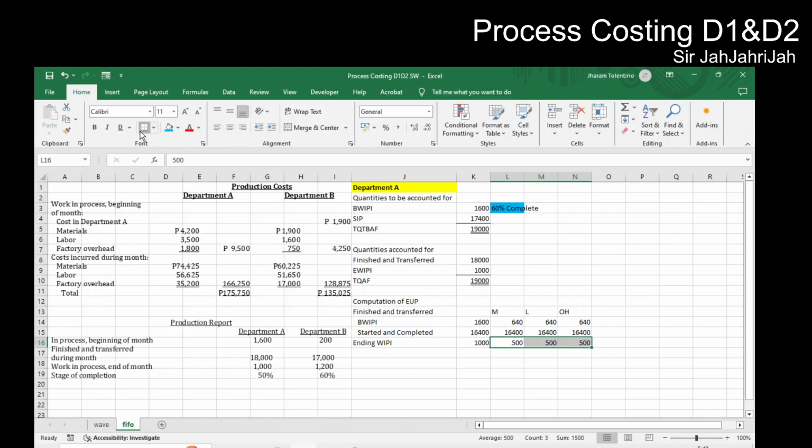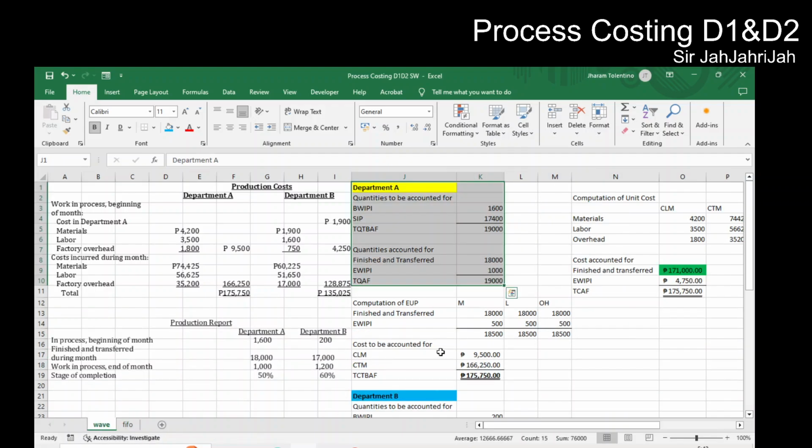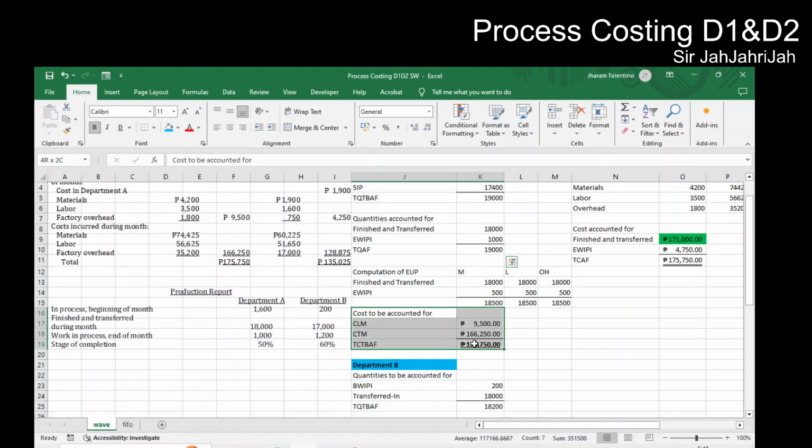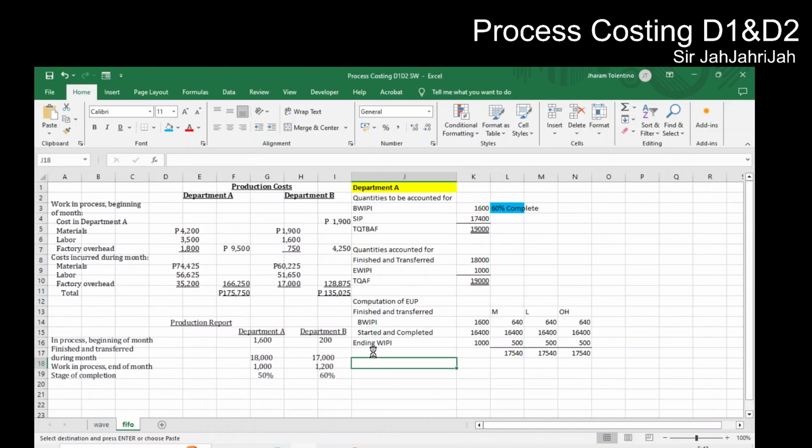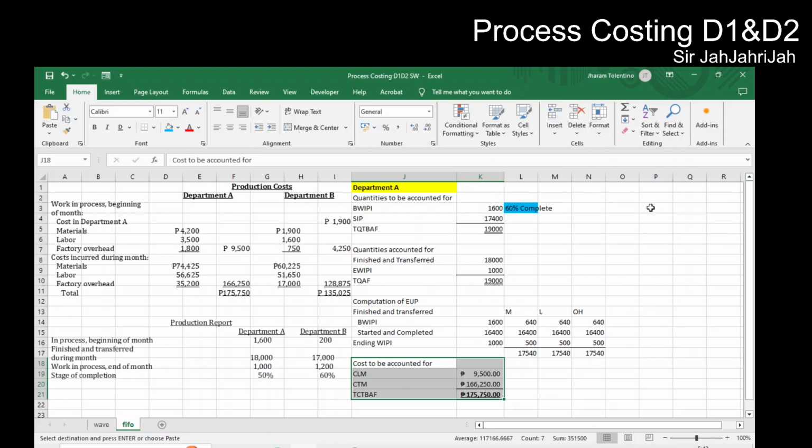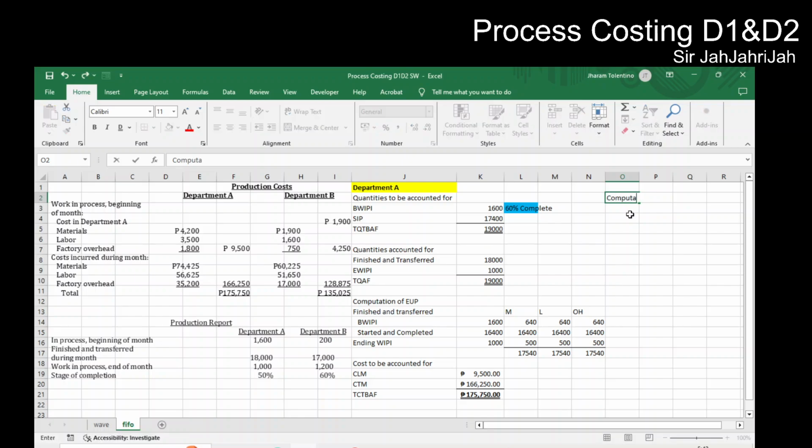After that we compute for the total EUPs. We have 17,540. After which is the computation of the cost. So all we need to do is to copy. Let's copy this one. It's the same. And after that, we go for the computation of the unit cost.